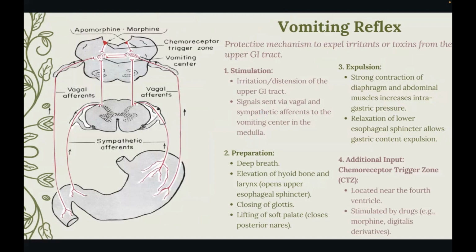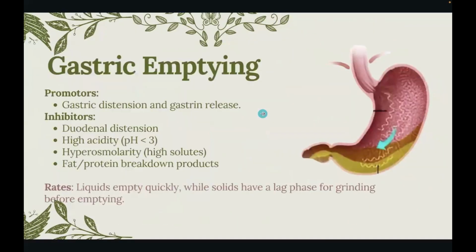Why do the protein breakdown products inhibit gastric emptying? Okay, so fats and proteins in general are very hard to break down. If you compare to carbs, for example, carbs are way easier. So you need your fats and proteins to be broken down very properly for the duodenum, or the intestine, to absorb its nutrients. Otherwise, it's just going to be stuck in there and just come out in the stool.